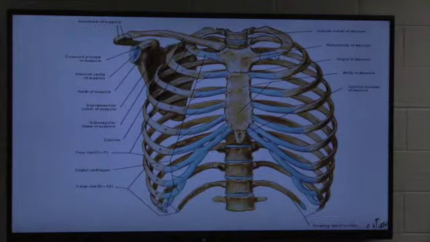So 1, 2, 3, 4, 5, 6, and 7 are true ribs. 8, 9, and 10 are attached to 7. 11 and 12 are floating. They're also false ribs. They're just called floating ribs too.